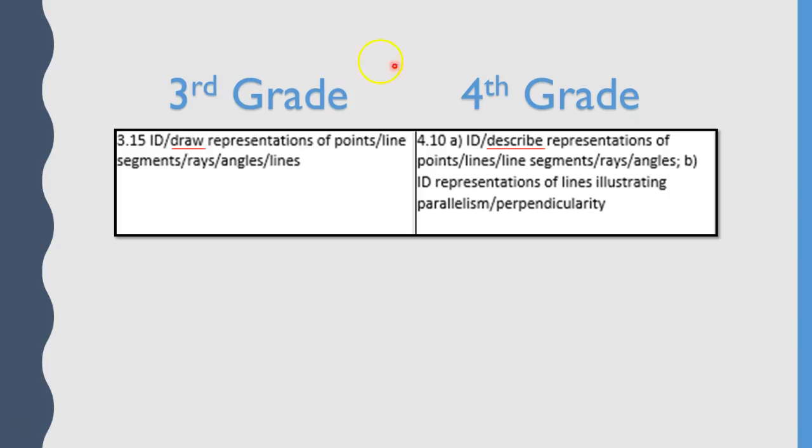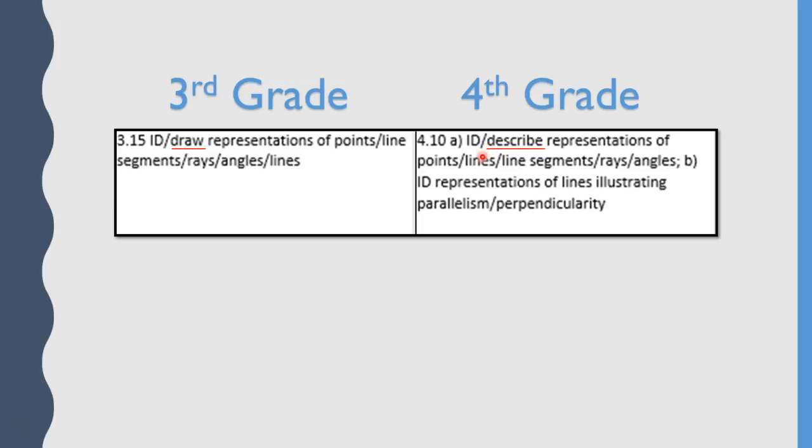Now you may remember this topic from 3rd grade because it was a 3rd grade SOL. The 3rd grade SOL says that you're supposed to identify and draw representations of these things that we talked about today. But if you notice the difference when they jump to 4th grade, you not only need to identify them, you have to be able to describe them with words, and that gets a little bit tricky. Okay, so you really have to fully understand. It just demonstrates that you have a deeper understanding of what these objects are.